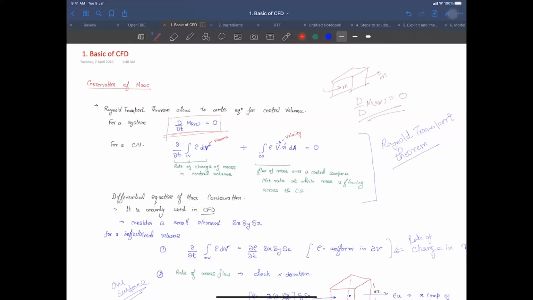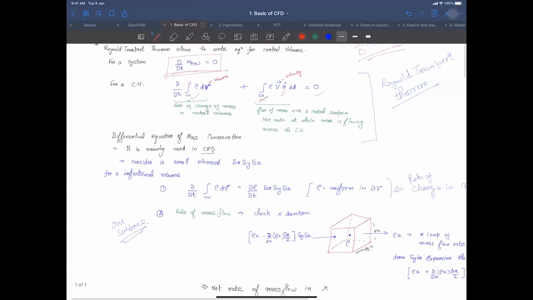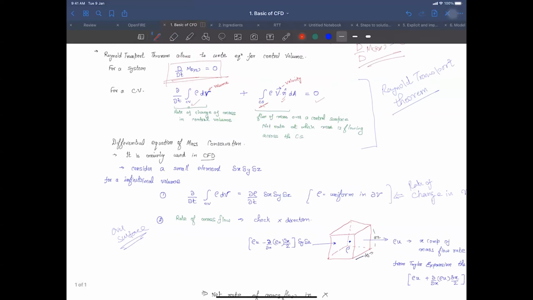The total change of mass in a control volume: the total change in mass of the system is equal to the change of mass in a control volume, plus the flux of mass over the control surface. Here again this is the velocity, and this is the unit normal vector. The sum of this total mass would equal 0. But this is an integral form. Let's do it for a differential form.